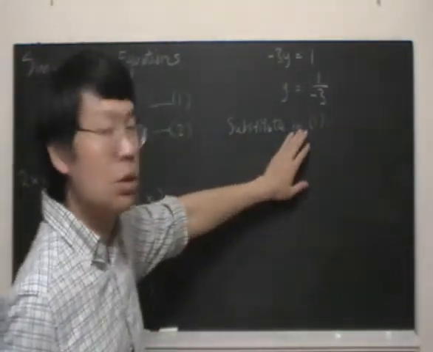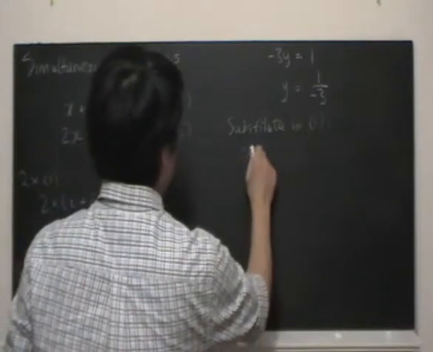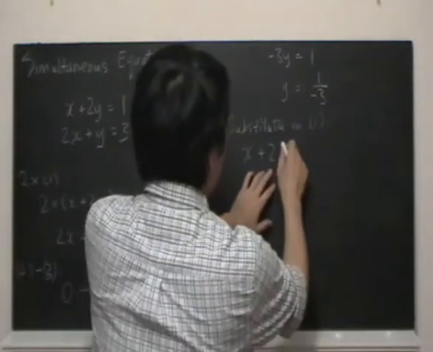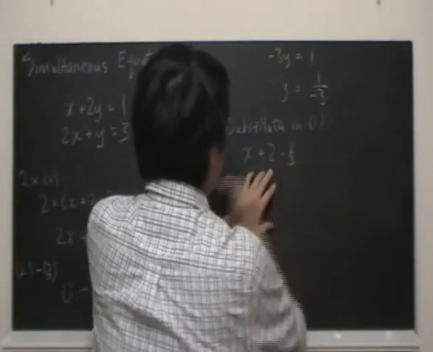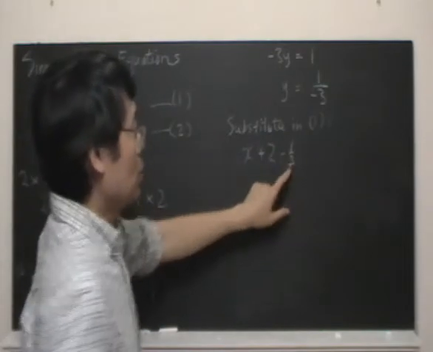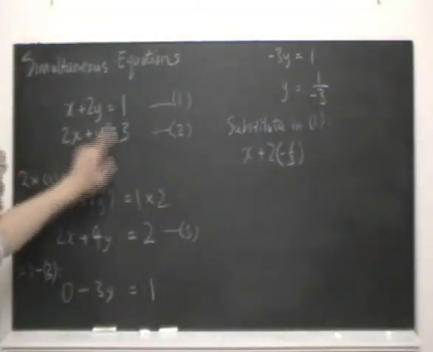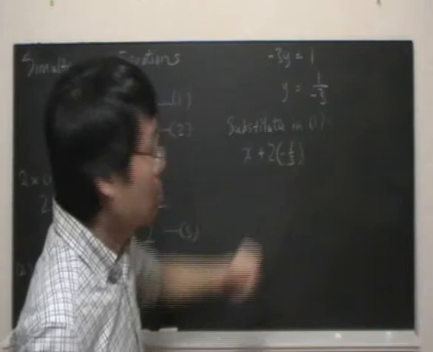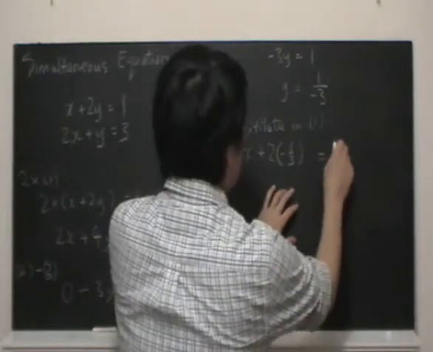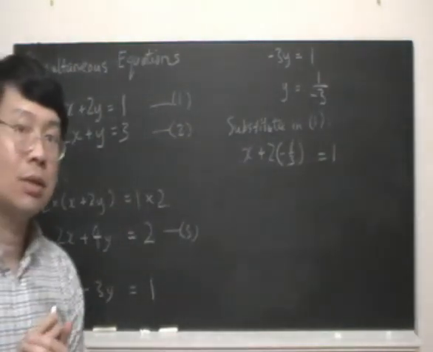Alright, now substitute in 1. So we go to 1, we have x plus 2y, 2y is 2 times y, and y is minus 1/3. So I'll replace the y by minus 1/3. Now I need to put a bracket there, otherwise it looks just like 2 minus 1/3. But really it is 2 times minus 1/3 because it's 2y, it's 2 times y. So x plus 2 times the bracket minus 1/3 equals 1 on the right side. So there, now we have an equation for x that we can solve.